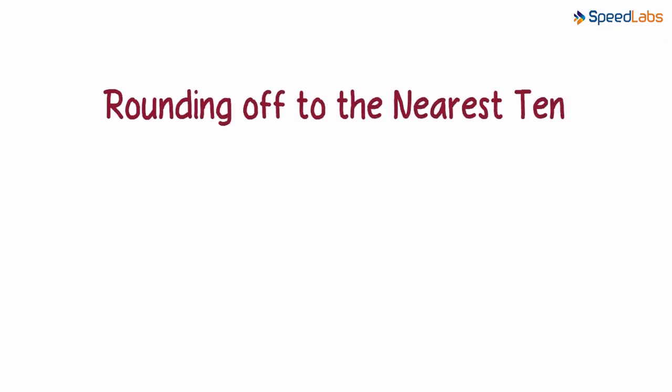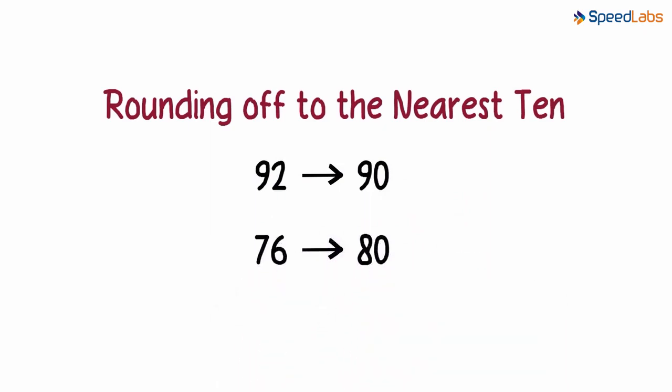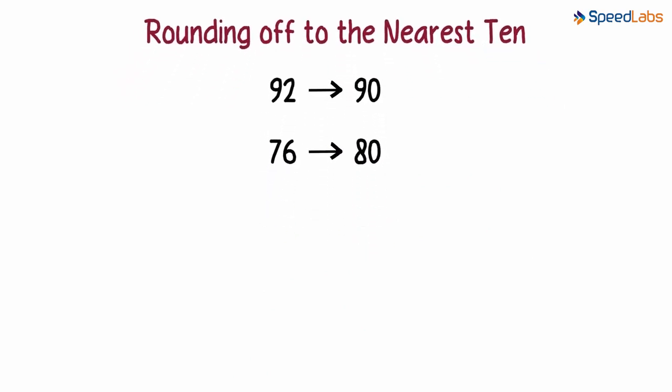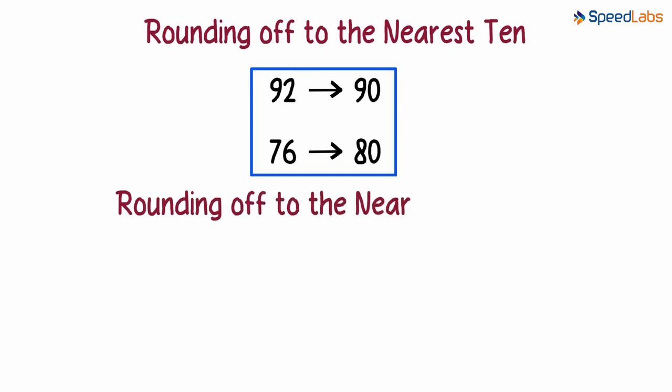Now we know that the estimate of number 92 rounded off to the nearest 10 is 90, and the number 76 rounded off to the nearest 10 is 80, and so on. This brings us to the next level of estimation, which is rounding the numbers off to the nearest 100.